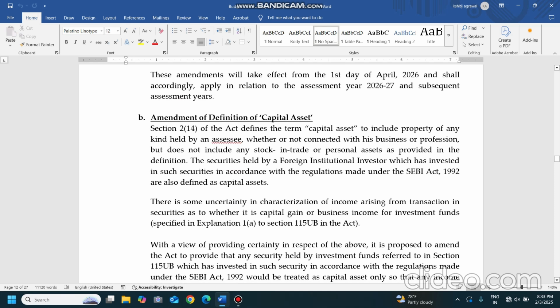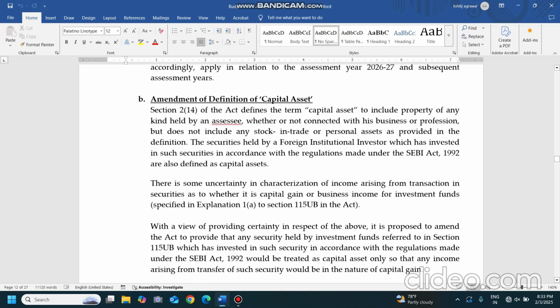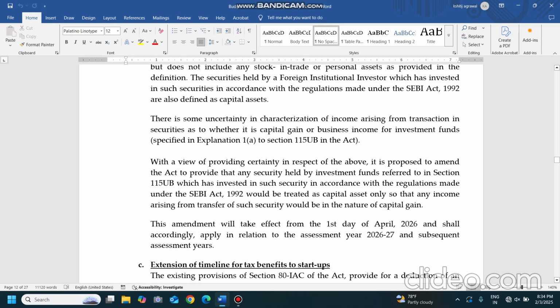Now coming to the second amendment in case of capital gains, there is some change in the definition of capital asset. What is the change? In case of investment funds, we know capital asset includes every kind of property, and one more point it includes: the securities held by a foreign institutional investor if they are investing according to the SEBI Act 1992. Then it will be considered a capital asset even if it is held as stock in trade. Then also for foreign institutional investors it will be treated as capital assets.